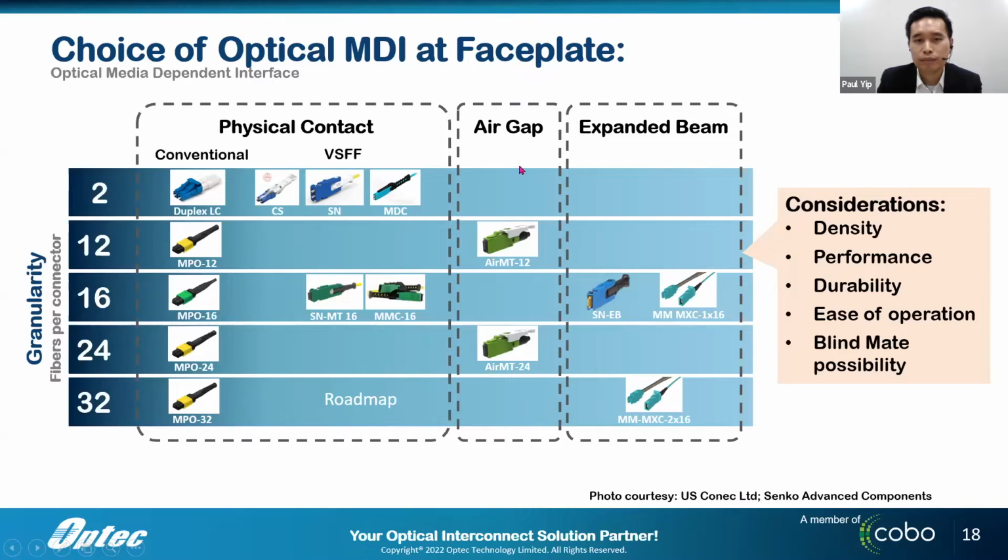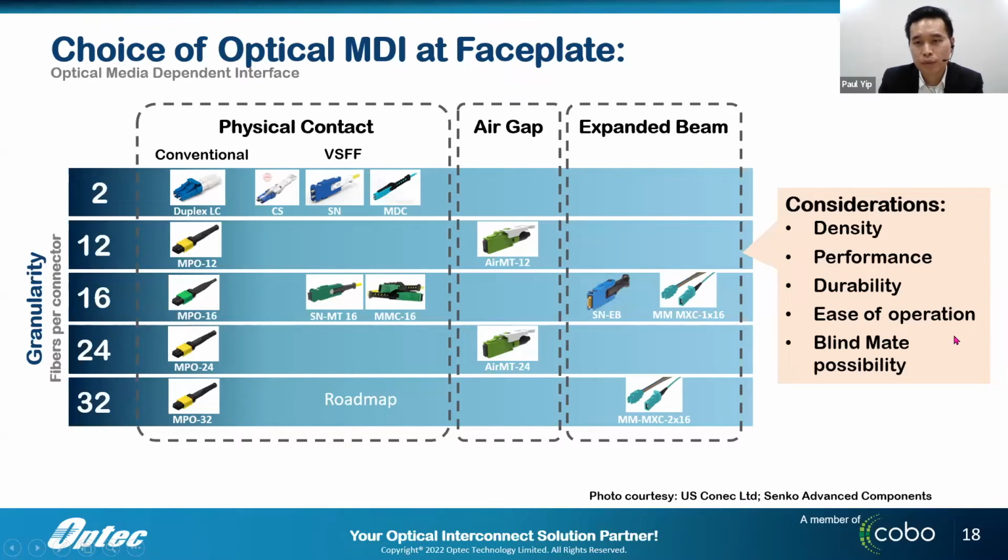The second is the air gap. AMT by Senko can facilitate this, and other brands in the market are also available. Then expanded beam. We see US Conec's MXC connectors have a long history, and single mode is coming. On the other hand, we have Senko's SN-MT connectors, available in the market.